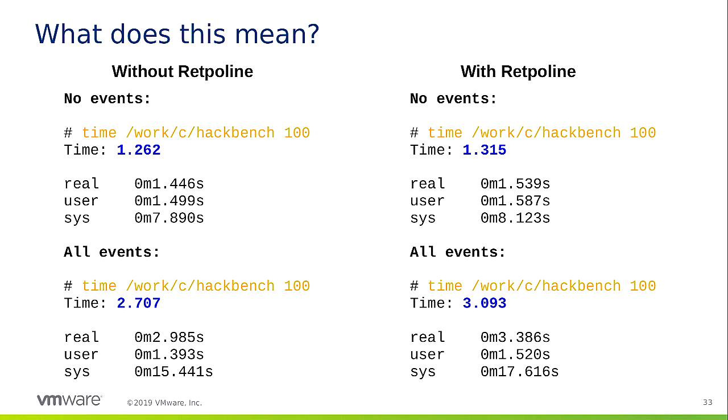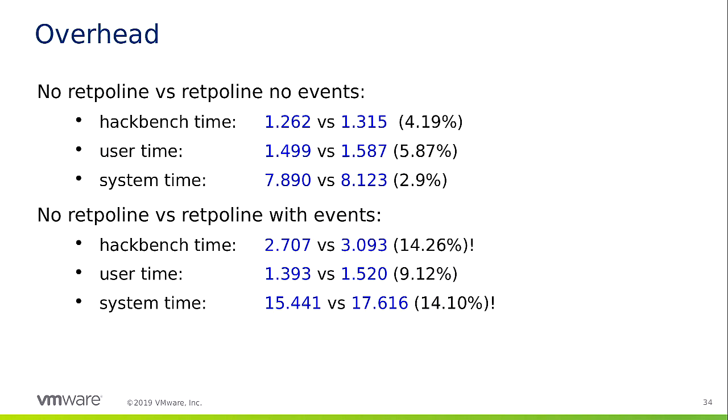So what does this mean again? I did some measurements, and this is the actual first thing, telling you what I did. I ran Hackbench with and without tracing, then I turned on retpolines and ran Hackbench with tracing and without tracing. So I did the comparisons here. Without retpolines versus with retpolines, with no events, which means I'm not tracing, this is just the overhead of retpolines that is going to affect you no matter where you are. It caused 4% overhead.